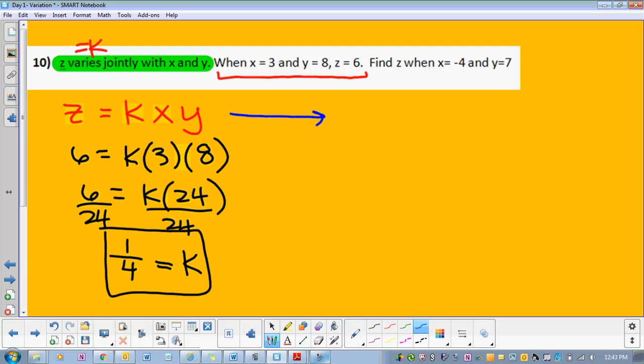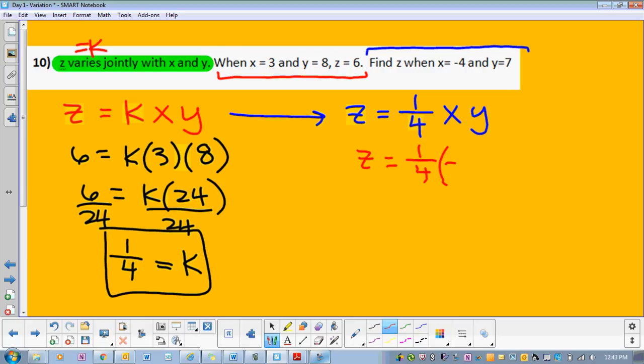So then I'm going to take my equation and plug in for K. So Z equals 1/4 XY. The next part tells you that you need to find Z when X equals -4 and Y equals 7. So just plug in. So what is Z? -7. -7. Good.